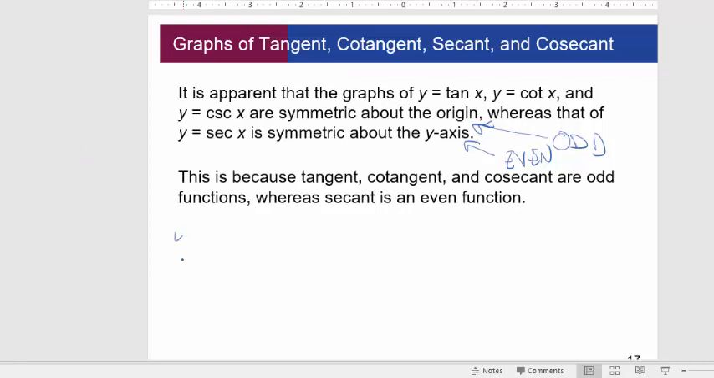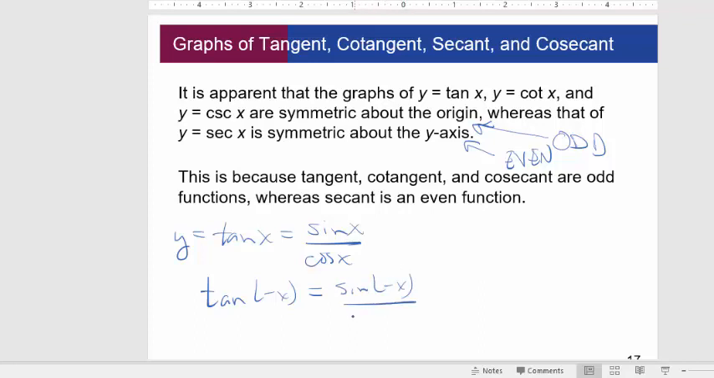What we can do is we can say, all right, well, y equals the tangent of x. The tangent of x is really the sine of x over the cosine of x. So what is the tangent of negative x? It's the sine of negative x over the cosine of negative x. But then since sine is an odd function, the sine of negative x is the same as the negative sine of x. And since cosine is an even function, the cosine of negative x is the same as the cosine of x.